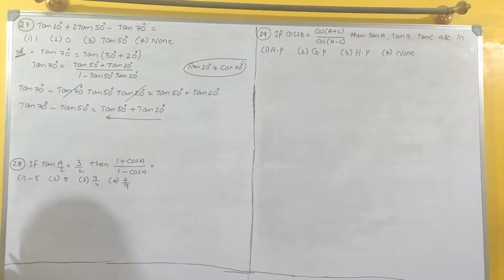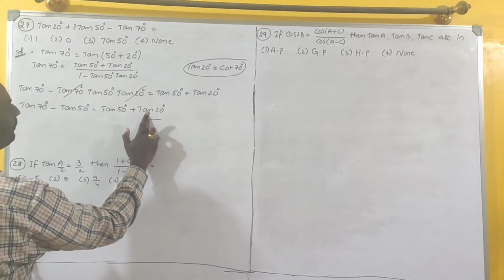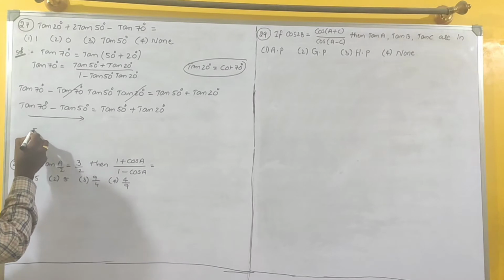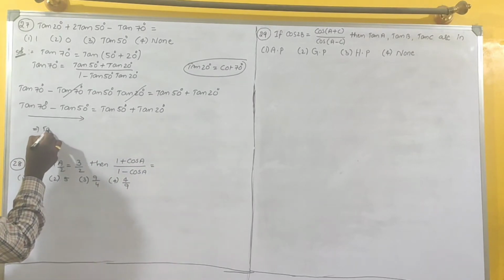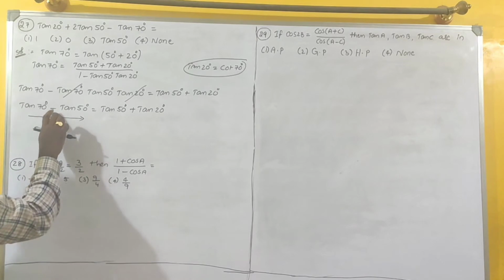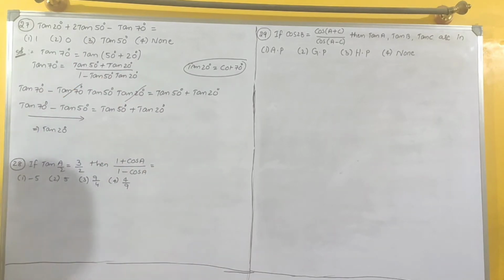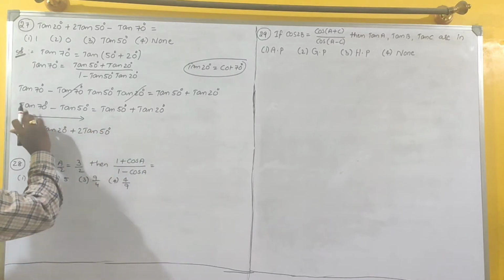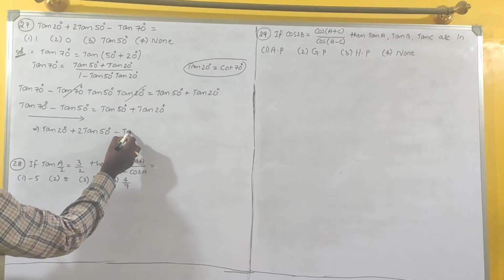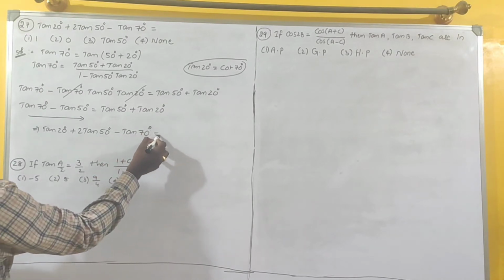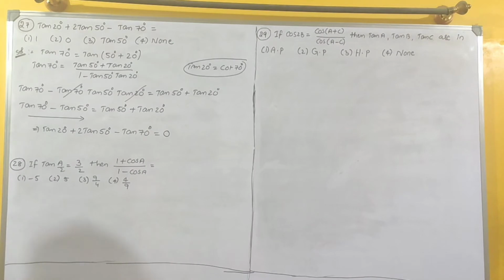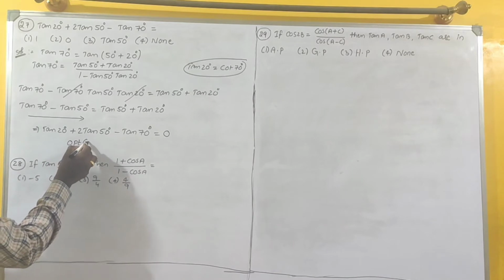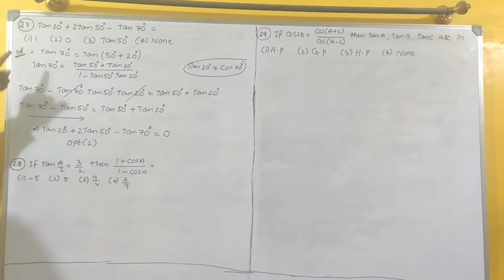Sorry, here they asked this value, right? You do one thing. Send this LHS to that side. That implies tan 20 minus tan 50 goes to that side plus tan 50. Tan 50 plus tan 50, 2 tan 50, plus tan 70 comes to this side, minus tan 70. If all come to this side, then what is the remaining value? 0. So therefore 0 is the answer. 0 is nothing but option 2, the correct answer for this question.